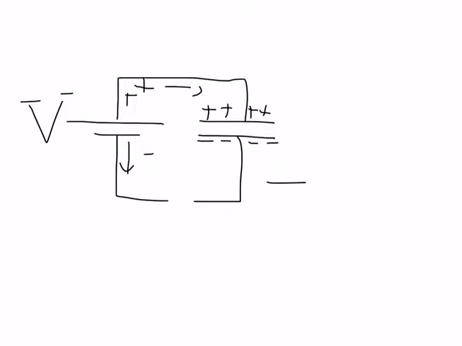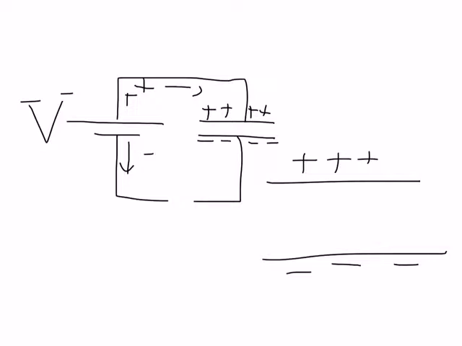I'm going to zoom in a little bit on this. Take a look at the plates. We've got positive charges up here and negative charges down here. Notice we're going to have the same number of positive and negative charges on the two plates. So if I've got a million positive charges on top, I have a million negative charges on the bottom. Okay, that's really important.